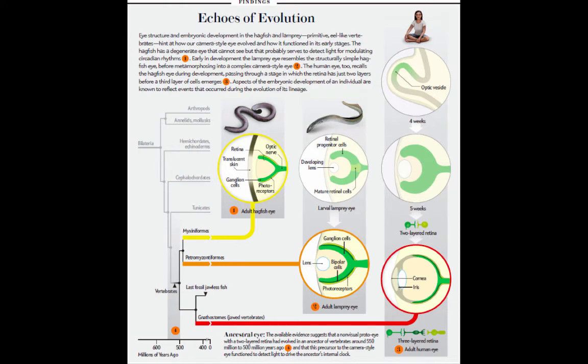Eye structure and embryonic development in the hagfish and lamprey, primitive eel-like vertebrates, hints at how our camera-style eye evolved and how it functioned in its early stages. The hagfish has a degenerate eye that cannot see, but that probably serves to detect light for modulating circadian rhythms. Early in development, the lamprey eye resembles the structurally simple hagfish eye, before metamorphosing into a complex camera-style eye. The human eye, too, recalls the hagfish eye during development, passing through a stage in which the retina has just 2 layers before a third layer of cells emerges. Aspects of the embryonic development of an individual are known to reflect events that occurred during the evolution of its lineage.